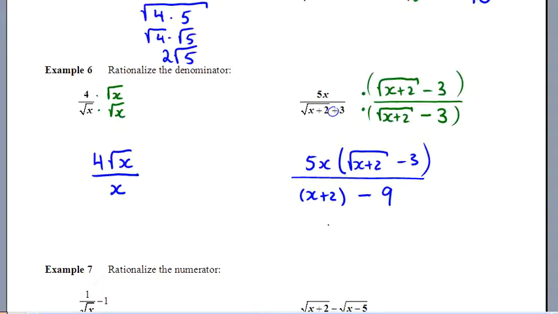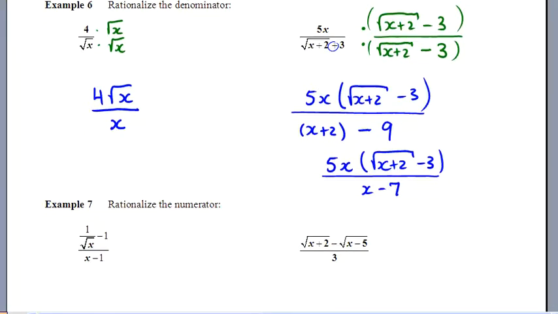Tidying it up just a little bit more, I could write this as 5x multiplied onto the root of x plus 2, take away a 3, all sitting on top of x minus 7. So yeah, we've made the bottom look nice at the expense of making the top look awful. Let's try it the other way around.